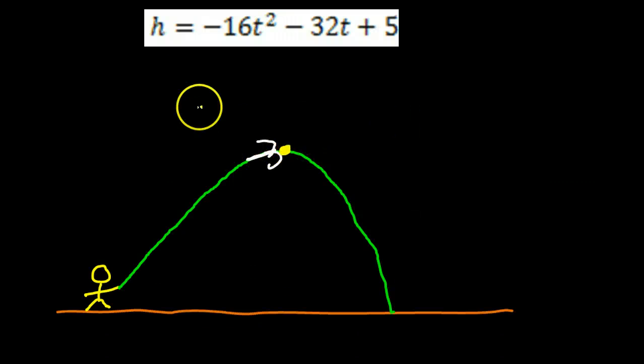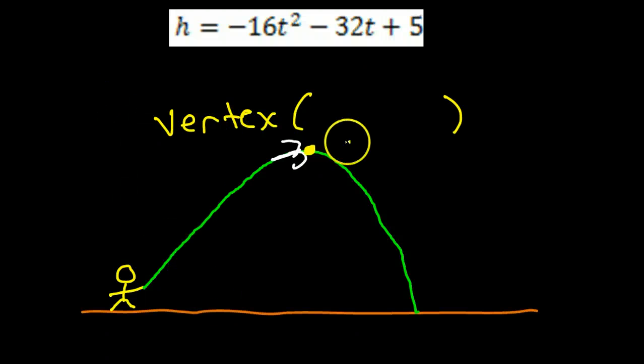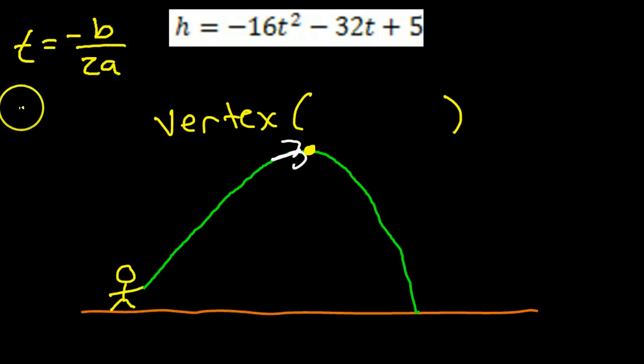So if we're talking about this highest point, of course we are talking about the vertex. So we basically need to find the vertex here. We start by finding the x-coordinate of the vertex, which in this case is actually a t. We find that by doing opposite of b over 2a, this little formula that we know. So in this case, opposite of b, so that'll be positive 32 over 2a.